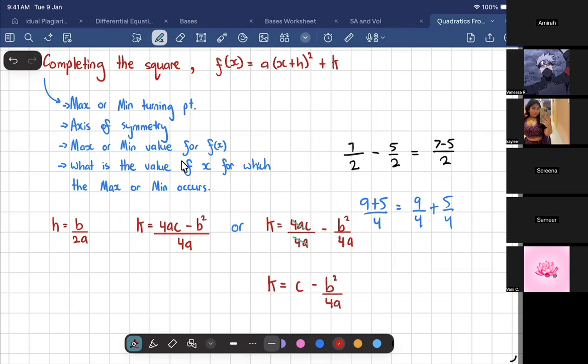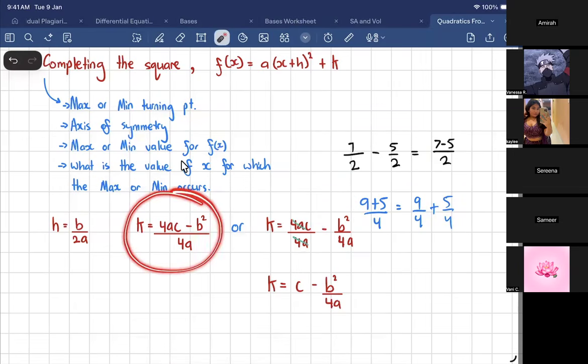Some students would learn this, some students would learn this. I'm here to tell you they're the exact same thing. I prefer to use this one though, because I think it's best to remember: C minus B squared over 4A. Which one are you going to use? I just want to do a little survey. How many people are going to use this one for k?